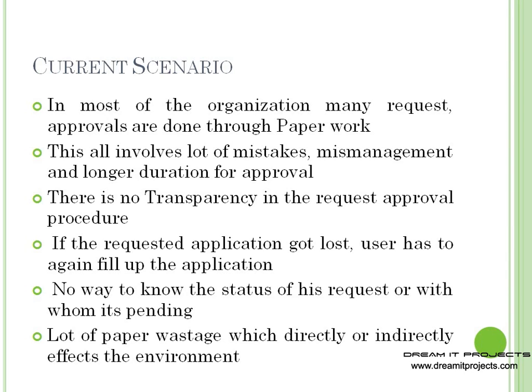There is no transparency in the request approval procedure. The point to be highlighted here is that once you have submitted the application, the user is not aware of where his application has gone, whether it's gone to the proper person or whether the application has been lost or something. So there is no transparency across the system. If the requested application gets lost, the user has to fill up the application again, and go through the entire process. There is no way to know the status of his request or with whom it's pending. So there is no way where the user can track the status of his request. There is a lot of paper wastage which directly or indirectly affects the environment.